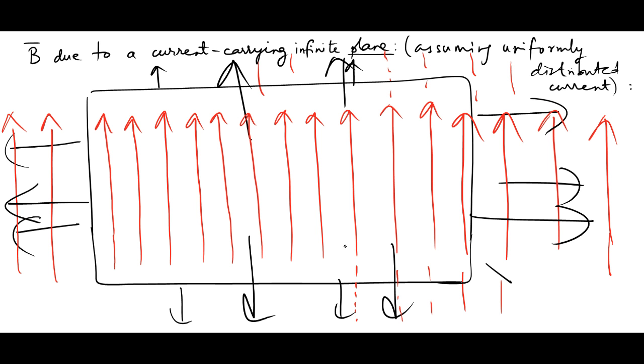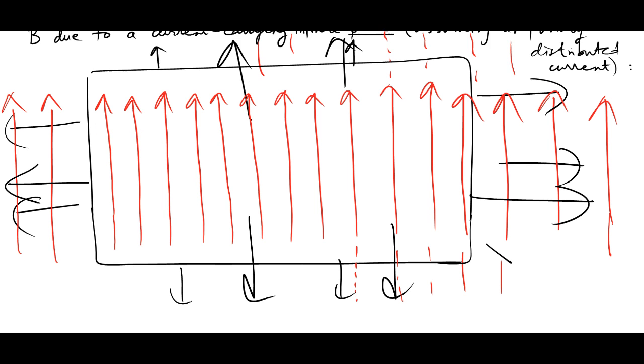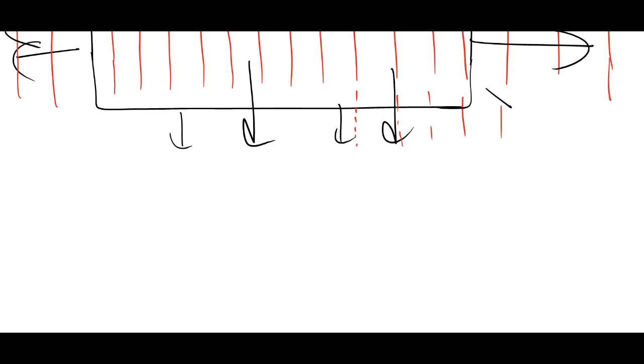Now, as you know, when current flows, it generates a magnetic field, and so we are about to find what is the magnetic field generated by this infinite plane which carries uniformly distributed current.